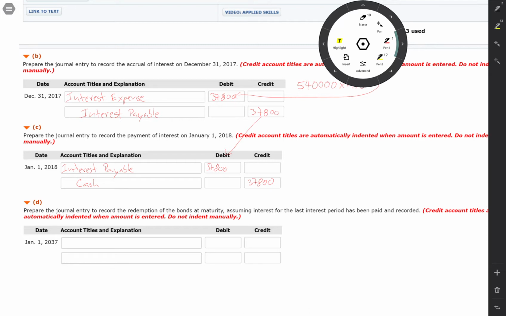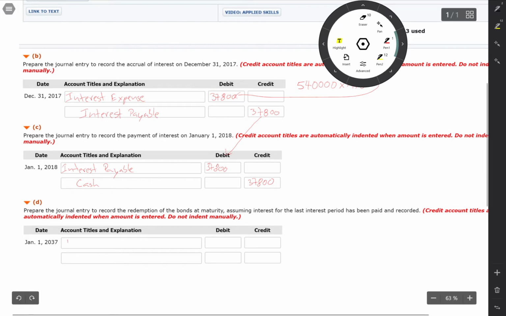And in the next step, we're asked to prepare the journal entry to record the redemption of the bonds on maturity, assuming that the interest for the last interest period has been paid and recorded. So now we're just closing the bonds account. And to do that, we debit the bonds payable account for the full amount of the bond of $540,000, and we credit the cash account for that same amount.